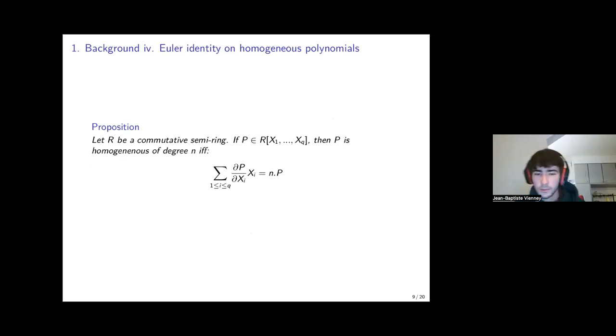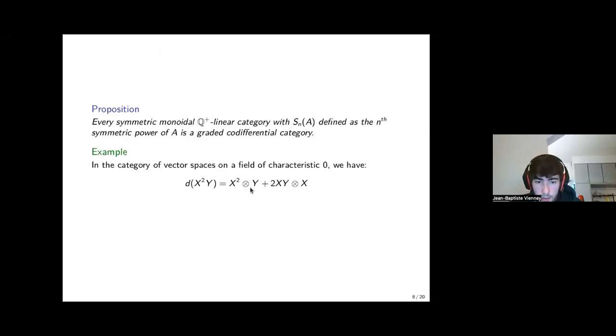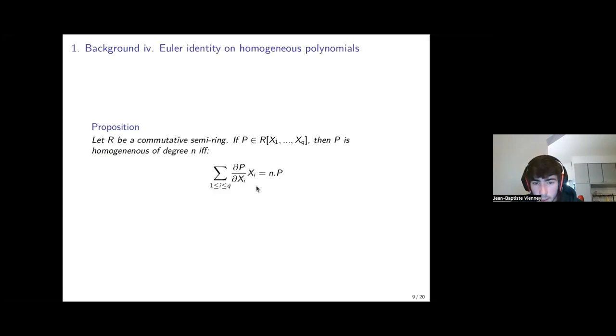A special property which is verified in the case of homogeneous polynomials is the Euler identity. If you have a commutative ring, you can look at the polynomials with scalars in this ring and with variables x1 to xq. P is homogeneous of degree n if and only if you have this equality. We can express this equality in the language of graded co-differential categories, because the differential is the sum of partial derivatives, tensor the variable with respect to which you differentiate, and you see that you have almost this in the Euler identity, but without the tensor.